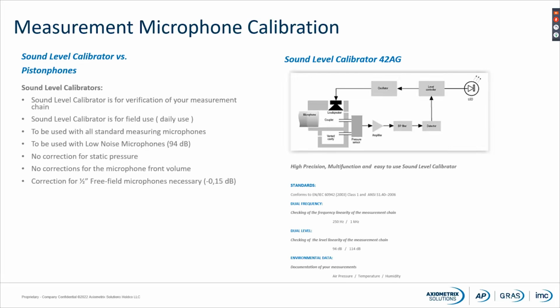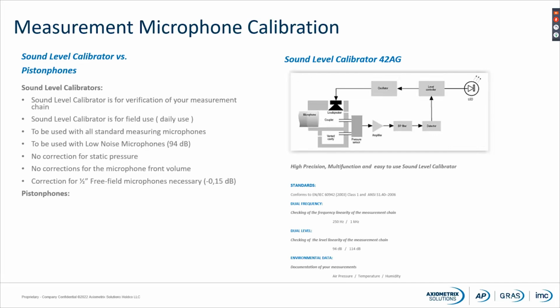You have to correct when you are using a 1/2 inch free field microphone. Then you have to correct the level a little, because the free field microphone's pressure response will start falling off, about minus 0.15 dB at 1 kilohertz. So you only have to correct at 1 kilohertz.